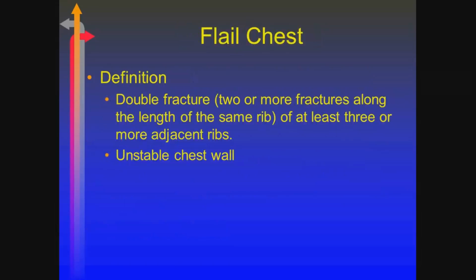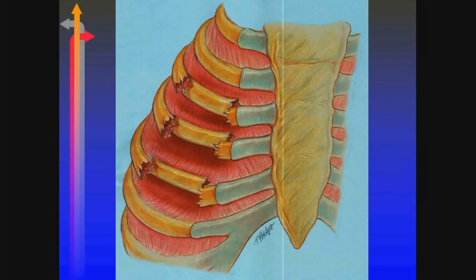All right, flail chest, by definition, is a double fracture, so 2 points of fracture on a given rib, and 3 or more adjacent ribs. So what you end up having is, instead of having this nice stable chest wall, you have a pocket of it where the ribs are broken in 2 places, 3 or more consecutive ribs. 2 places on each rib. So this is the picture that you would end up having. Okay? Multiple ribs, multiple breaks on a given rib. Okay, 3 or more.